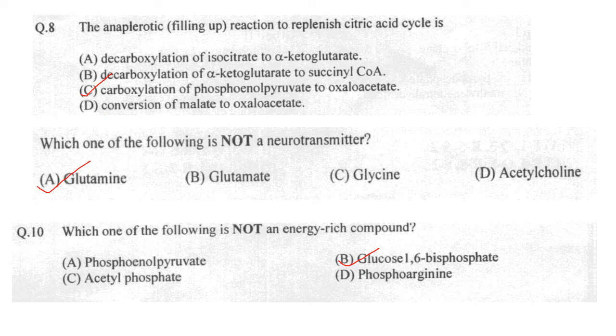Next one. Which one of the following is not a neurotransmitter? Glutamine, glutamate, glycine, acetylcholine. Answer is glutamine, option A. Then next one. Which one of the following is not an energy rich compound? Option A, phosphoenol pyruvate; B, glucose 1,6-bisphosphate; C, acetyl phosphate; D, phosphoarginine. Answer is option B, glucose 1,6-bisphosphate.